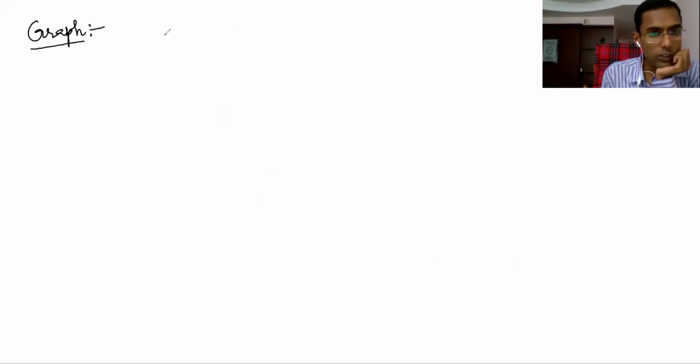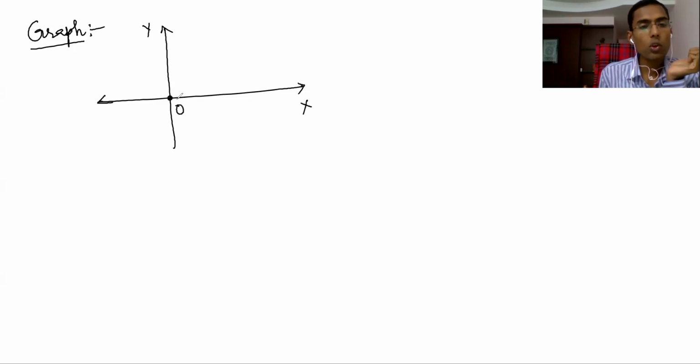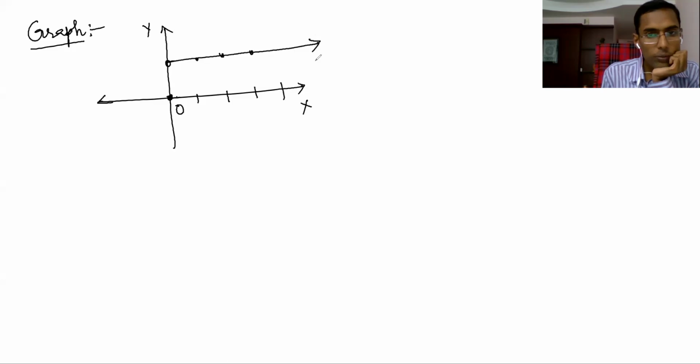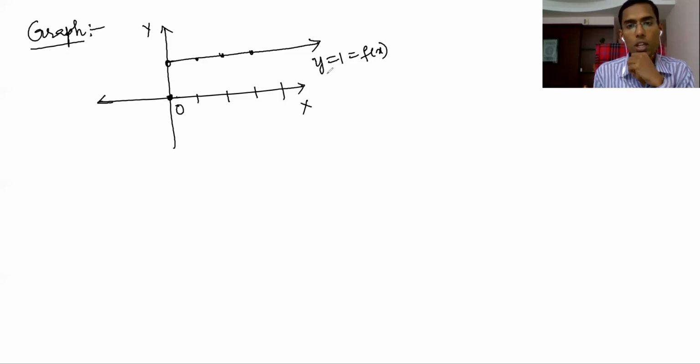What will this graph be like? This is the x-axis and this is the y-axis. When x is 0, it is 0. When x is 1, 2, 3, 4, this is 1 only, because this is y equal to 1. The f of x, signum of x, f of x means y only. So whatever positive values you take for x, you get f of x value 1.